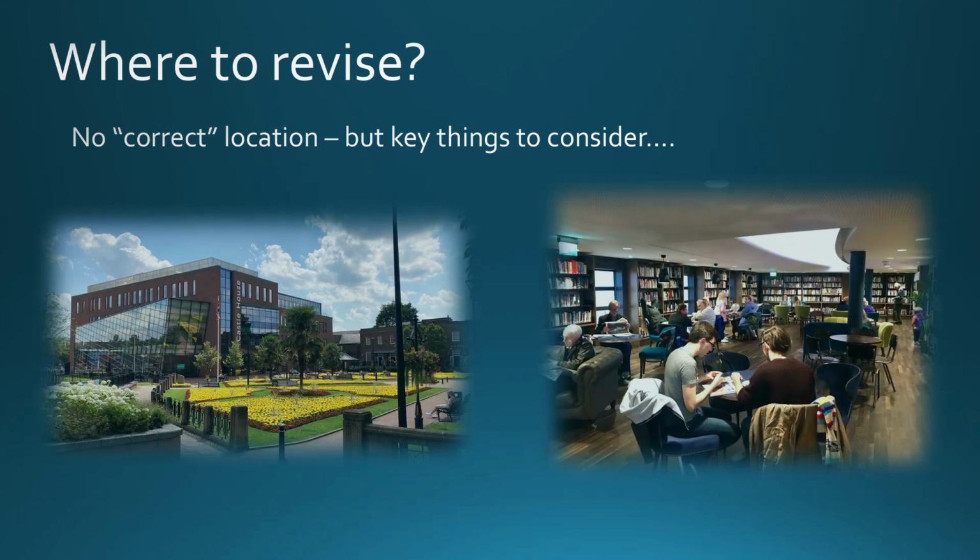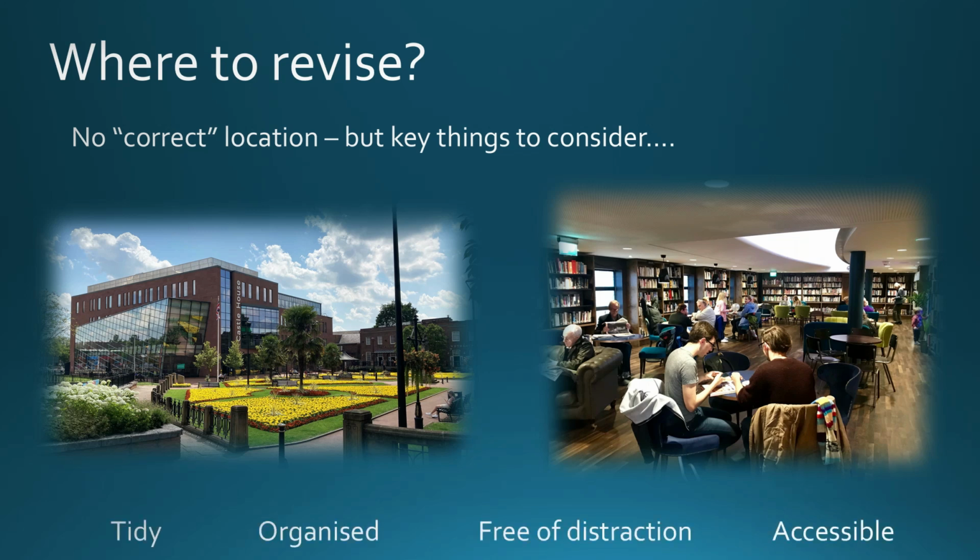Some people would suggest perhaps working in a library or somewhere other than at home, which is perfectly fine if you've got a local library or you've got a place like a coffee shop that, again, is free of too many distractions. If that works for you, that's fine. But remember the four key areas: tidy, organized, free from distraction, and it's accessible. No point in trying to only revise in libraries and coffee shops if you are not going to be able to do the revision at the time that you need.